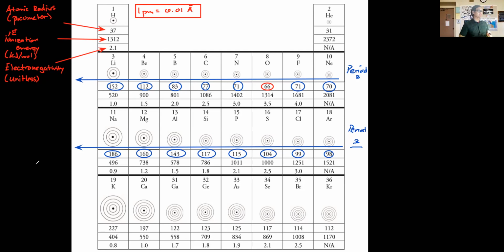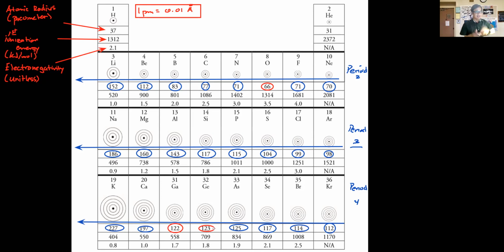And then finally, if you take a look at the last period here, period 4, and examine the numbers going from right to left again, we notice that for the most part, the trend seems to hold. We start out with 120 for krypton, 114 for bromine, 117 for selenium, 125 for arsenic. And then we have 197 for calcium, 227 for potassium. And then we do notice that there are 2 exceptions here, 122 for gallium and 123 for germanium.